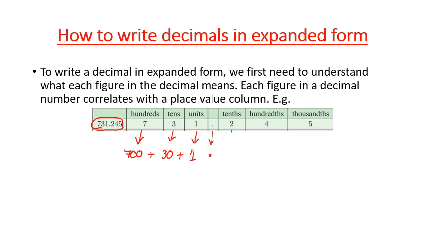Now the 2 is in the tenths column, so that actually represents 2 tenths. The 4 is in the hundredths column, so that actually represents 4 hundredths. And the 5 is in the thousandths column, so that represents 5 thousandths. So if we're going to write this number in expanded form, it would be 700 plus 30 plus 1 plus 2 tenths plus 4 hundredths plus 5 thousandths.